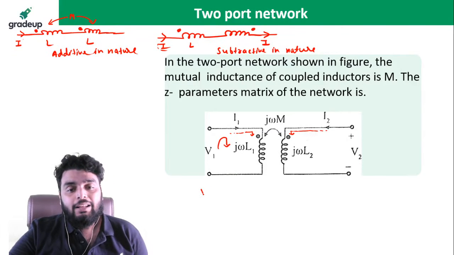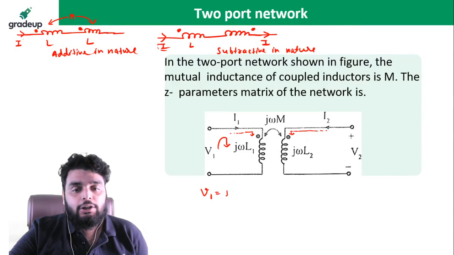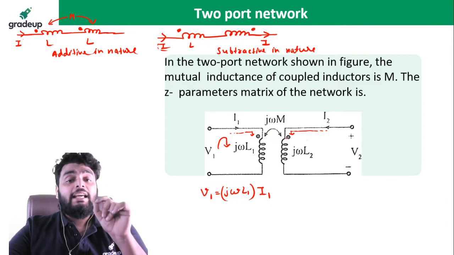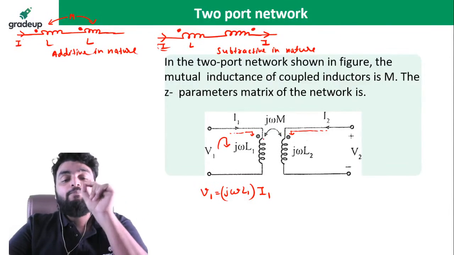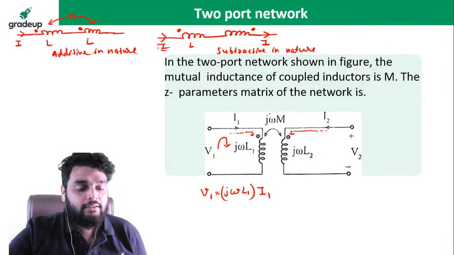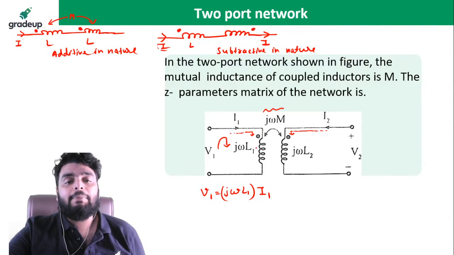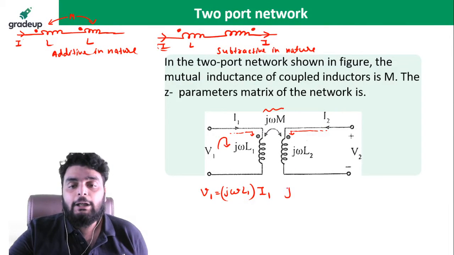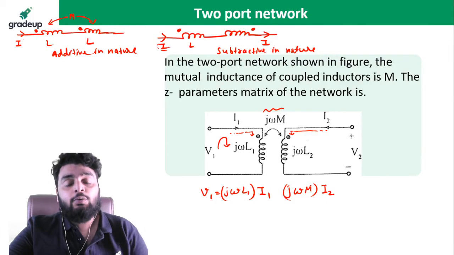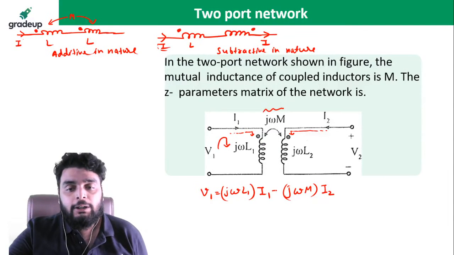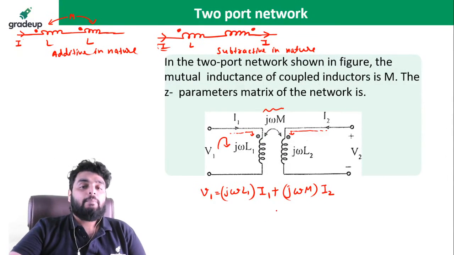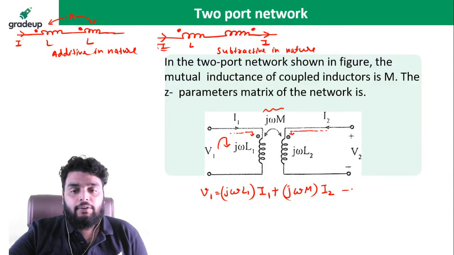See very carefully. Voltage V1 is equal to j omega L1 multiplied by I1, but it also has a mutual inductance. What is the voltage because of the mutual inductance? The voltage because of the mutual inductance is the mutual reactance multiplied by the opposite current. So here it will be plus j omega M multiplied by I2. Now this is additive in nature because the current is entering the dot. So it comes out to be plus. Got my point? Yes. This is the first equation.